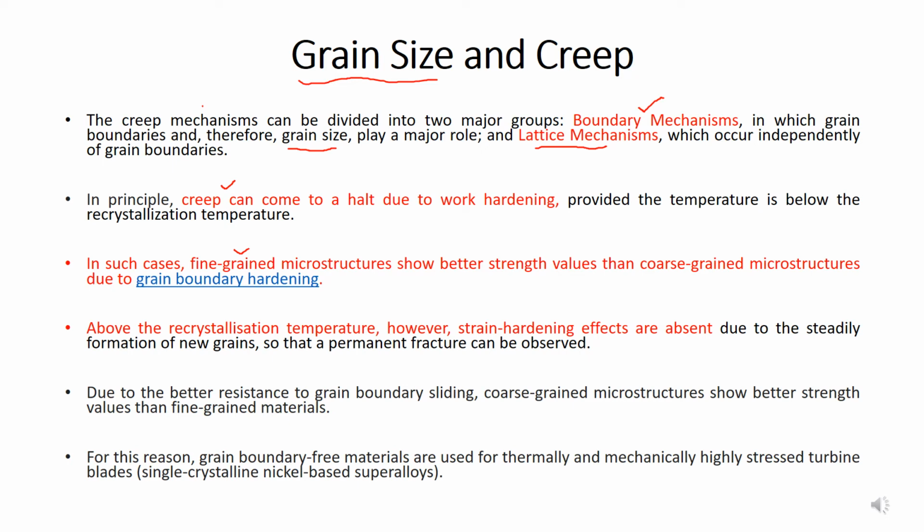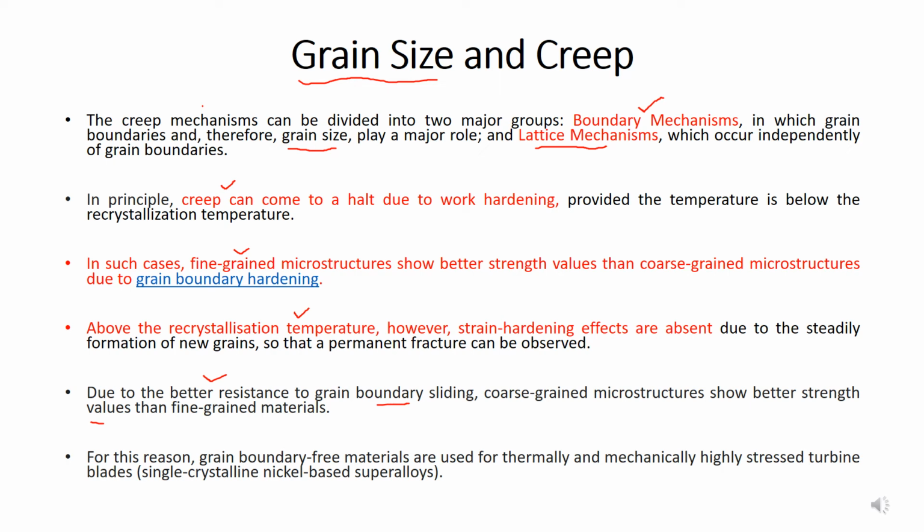However, above the recrystallization temperature, strain hardening effects, meaning this work hardening or strain hardening, which is due to the hindrance in the dislocation movement, are absent. And due to the better resistance to grain boundary sliding, coarse-grain microstructures show better strength values than fine-grain microstructures. For this reason, grain boundary free materials are used for thermally and mechanically high-stress turbine blades.